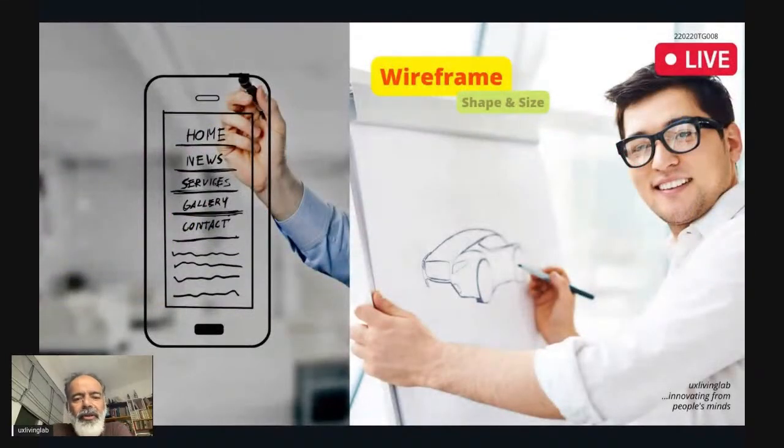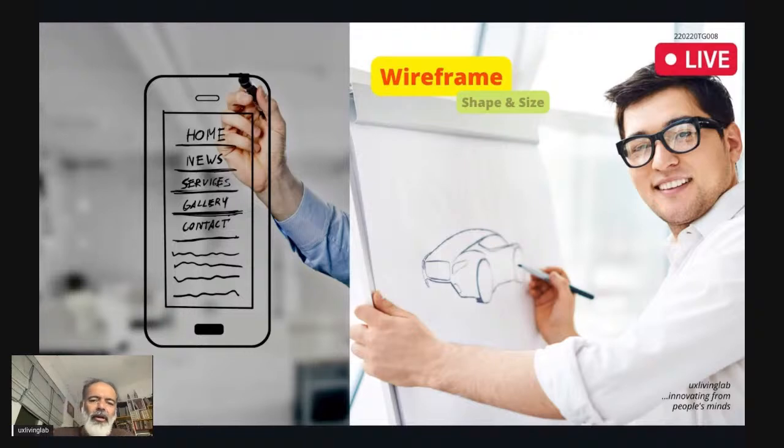Okay, coming back to today's topic, wireframing. What is the importance of shapes and size? Do not think that I'm talking only about digital design, or that shapes and size are connected only to digital designs or web designs or mobile app designs. Shapes and size is also important in physical products.